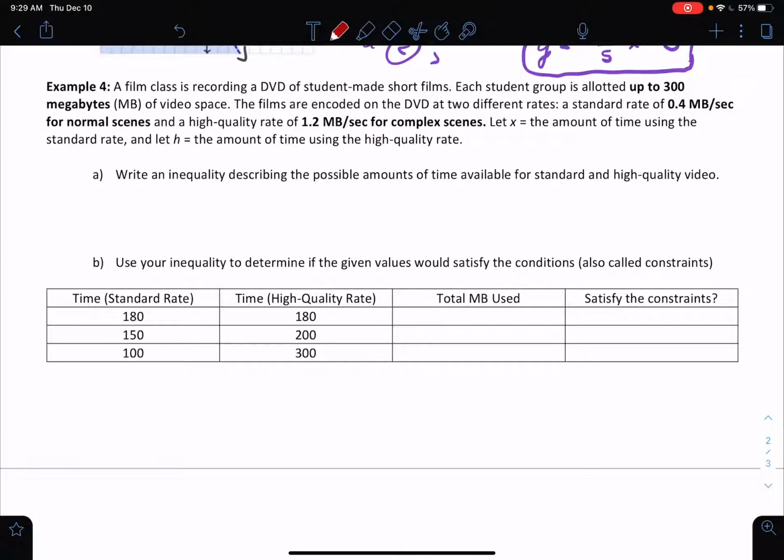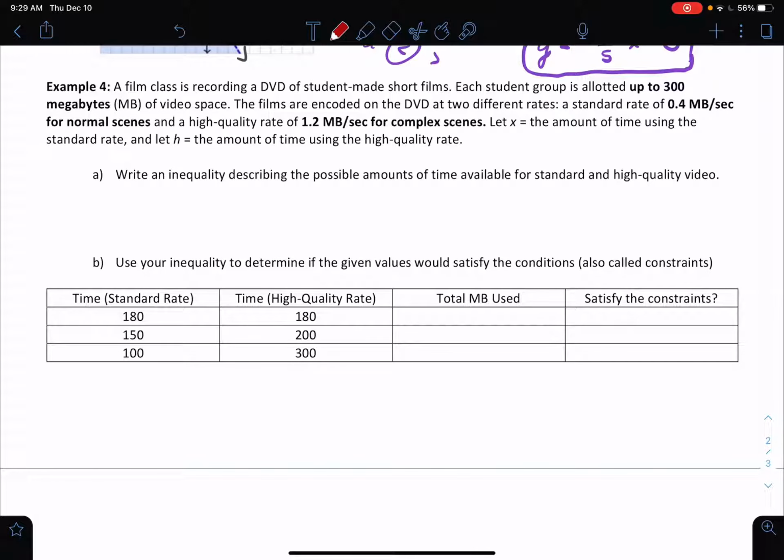Alrighty, so let's wrap up our talk about linear inequalities with an application problem. A film class is recording a DVD. Each student group is allotted up to 300 megabytes of video space, so they cannot use any more than 300. The films are encoded at two different rates. We've got a standard rate at 0.4 megabytes per second and a high quality rate of 1.2 megabytes per second.